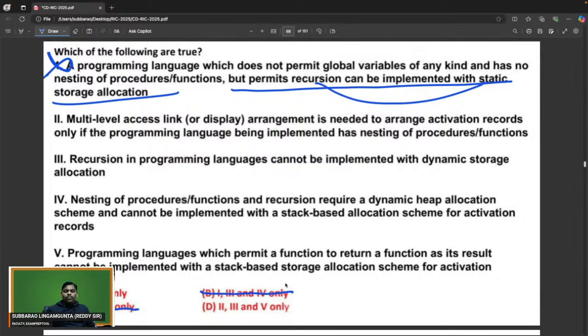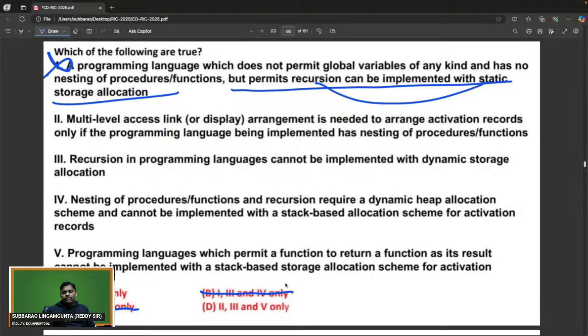Two: multi-level access link arrangement is needed to arrange activation records only if the programming language being implemented has nesting of procedures or functions. If you have doubt, keep that one as it is.